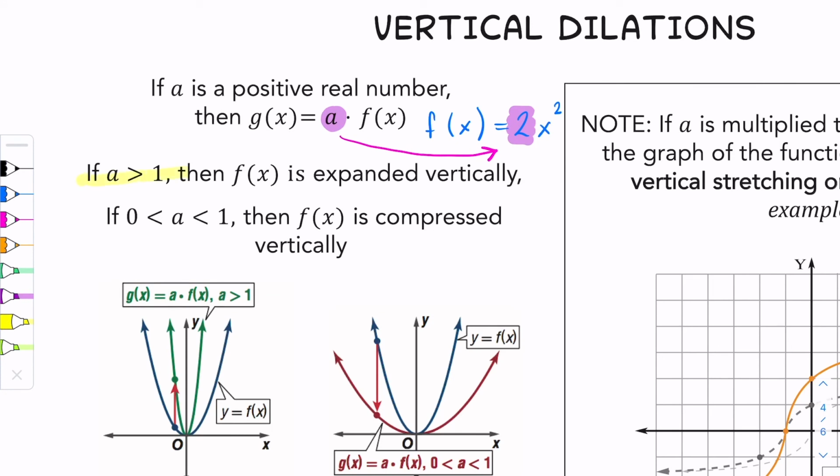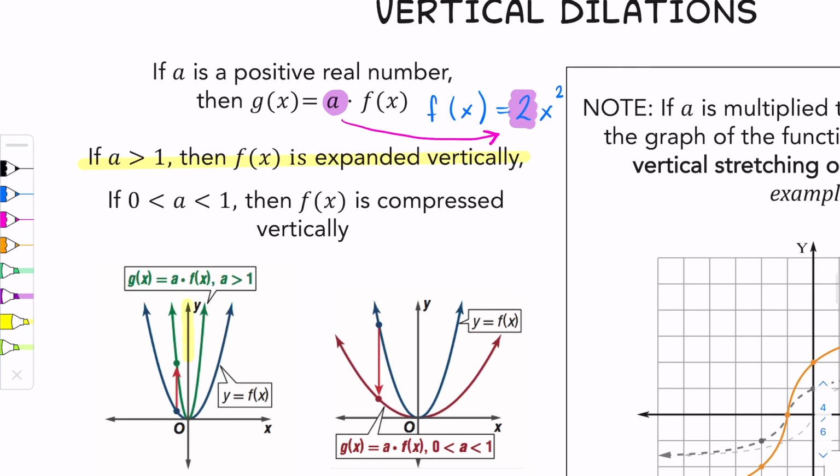If a is greater than 1, then the function is expanded vertically. This appears as if you grabbed the y-axis, which is right here, and you pulled on just the y-axis. Pulling on the y-axis is going to take your original parent function and expand it vertically, which appears to pull it closer to the y-axis. So it looks like it gets taller and narrower.